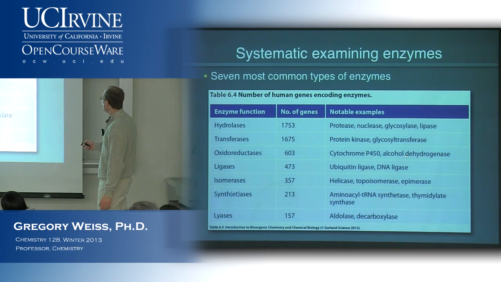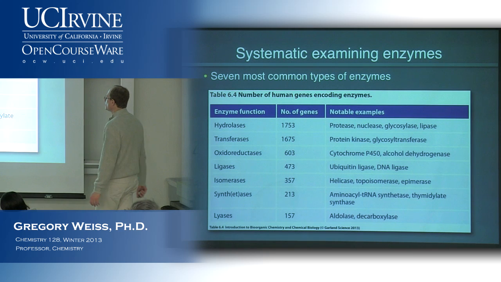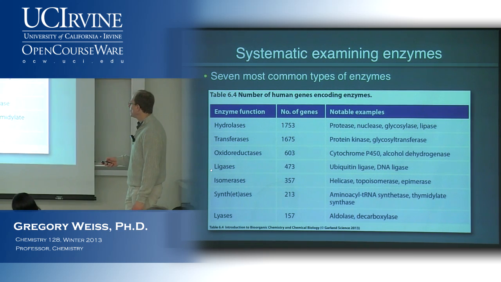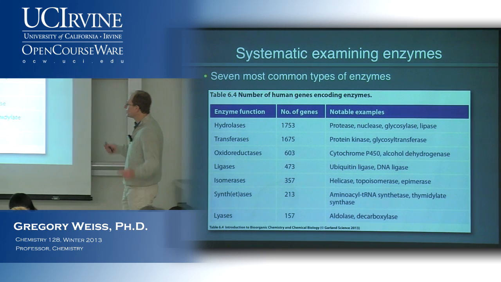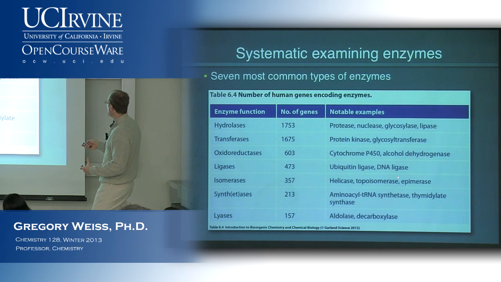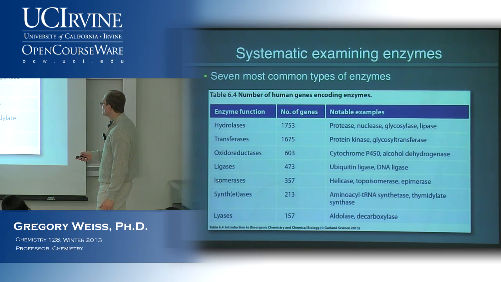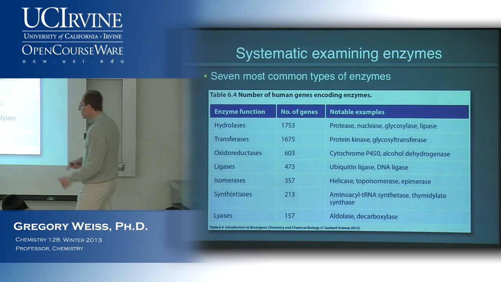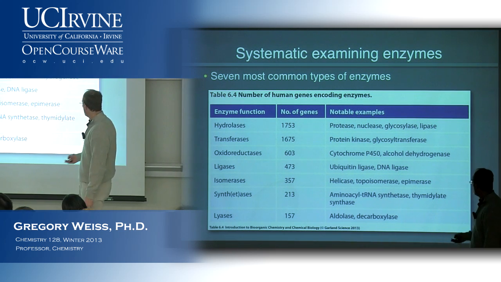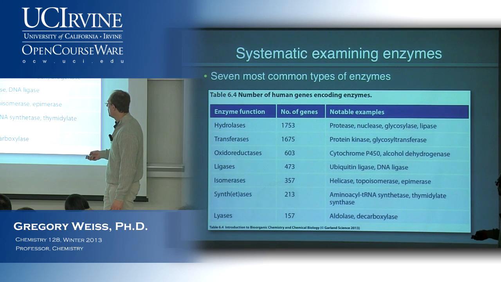Dehydrogenases are another one that's very common, and perhaps we'll get a chance to see this one today. And then finally we get down to the ligases. These are enzymes that spot weld together two functional groups, such as attaching ubiquitin or DNA to something. The isomerases are used to convert substrate into some related isomeric product. These are things like epimerases. The synthetases we've seen before. We talked about aminoacyl tRNA synthetase.